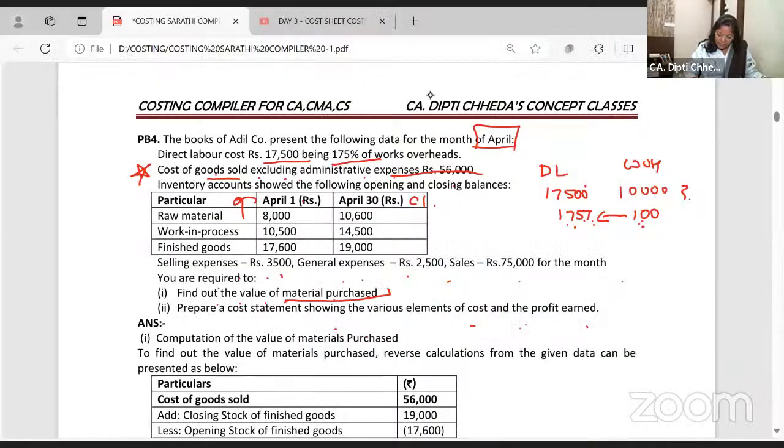One minute. I'll share the screen and clear your doubt. Look at the question. Cost of goods sold excluding administrative expenses. That means administrative and general expenses will come below the line with selling expenses. Selling and general expenses are nothing but your administrative and general expenses, 2,500. And this is 56,000. Okay, right. Let us continue now.